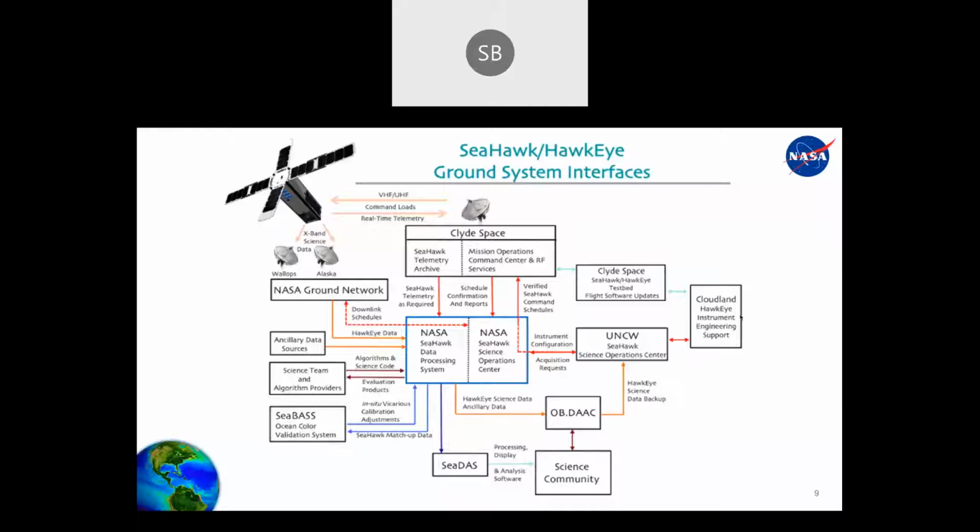We work with the folks at the University of North Carolina at Wilmington for the science operations. We communicate with the Cloudland folks for continued calibration and characterization support of this instrument. We treat it as many of our other instruments. We have a science team. We have the CBAS validation data that we collect for it, and we have you, the science community. So it's everything that we would do for any other one of those larger missions we are doing for this tiny little CubeSat.